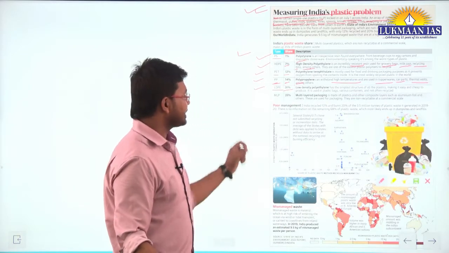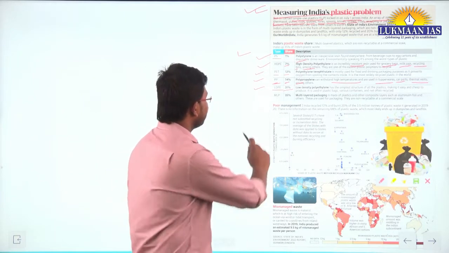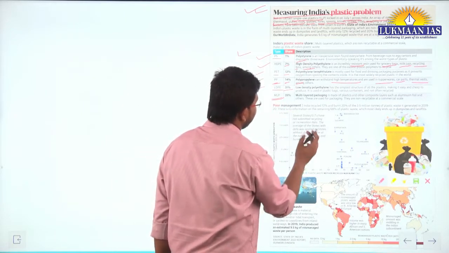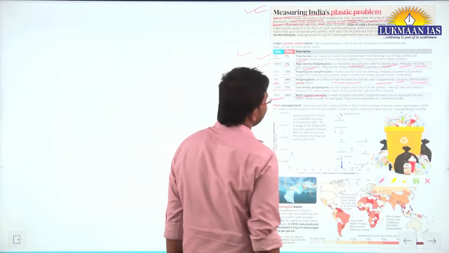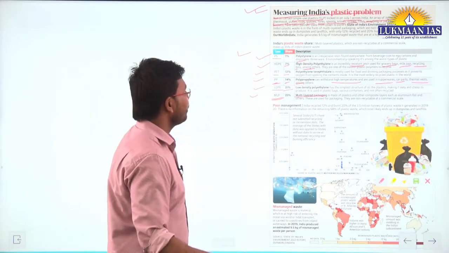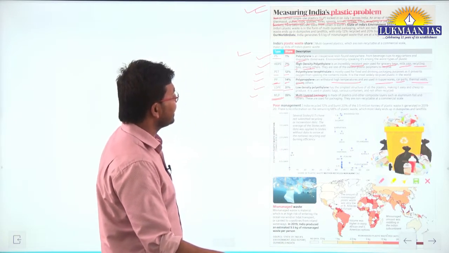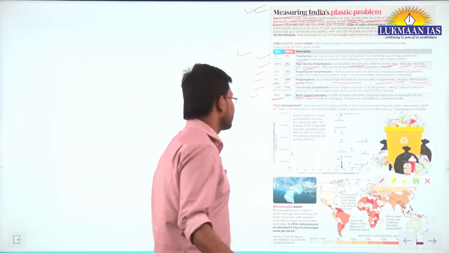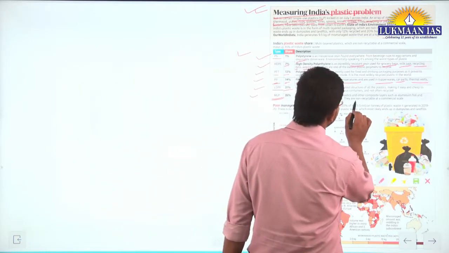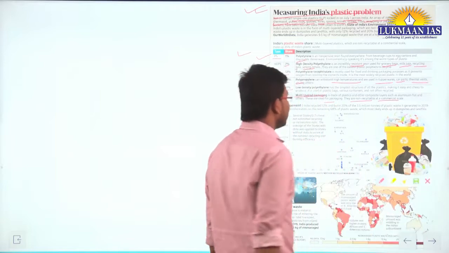Okay, and it has the simplest structure of all the plastics. Apart from this, we have MLP. It stands for multi-layered packaging. It is made of plastics with other composite layers such as aluminum foil and others. They are used for packaging. They are non-recyclable at a commercial scale.